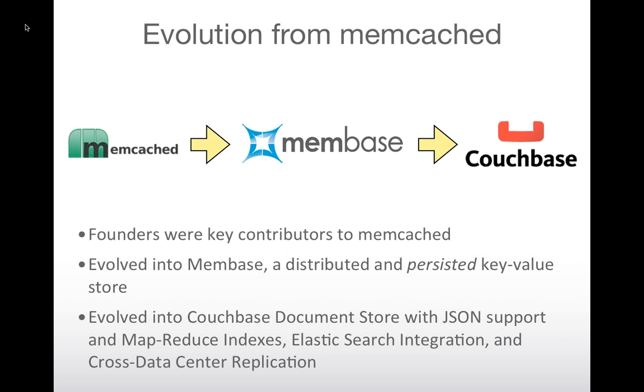And this evolved into Couchbase as a document store with JSON support, adding MapReduce indexes, Elasticsearch integration, and cross data center replication. This is one of the things that helps people understand Couchbase. It's also one of the migration paths for existing applications to move to Couchbase. Almost all deployments use Memcached, and evolving it and replacing your data store with Couchbase often involves using Couchbase in place of Memcached as a migration step.